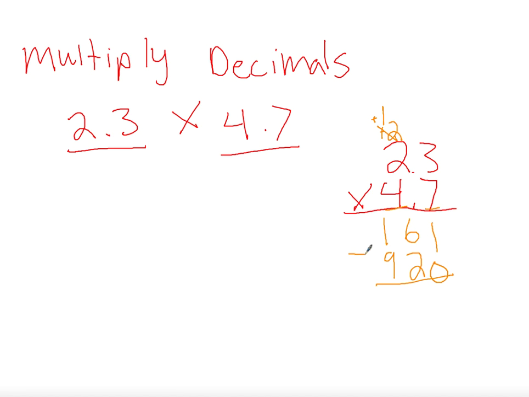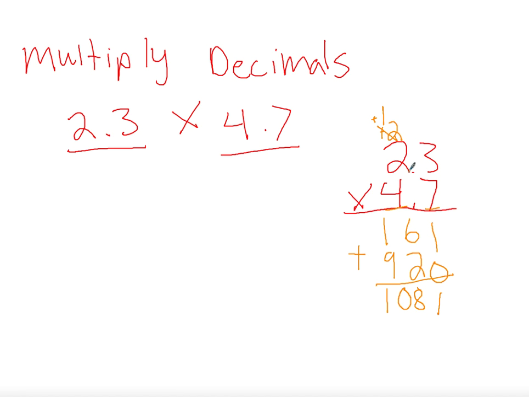Okay, and then we're just going to add these like normal. 1 plus 0 is 1. 6 plus 2 is 8. 9 plus 1 will give us 10. That's 1,081, but we're not done. That's not quite the way it works with decimals. Now, if it was just 23 times 47, then this would be our answer.